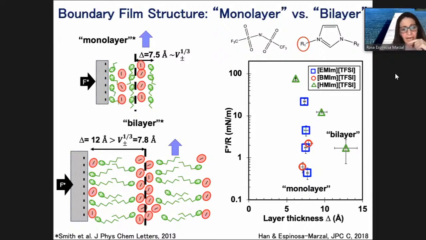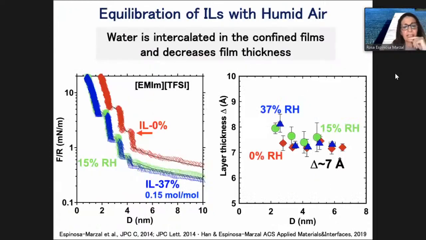Now, what happens when we equilibrate the ionic liquids with humid air? Here on the left, you have representative results for the force versus the surface separation or film thickness for this ionic liquid, MMTFSI, at 0% relative humidity. We measure the red data points, and then at 15% and at 30% relative humidity, you can clearly see that the curves shift to thinner films. So for each force, we have a smaller film thickness.